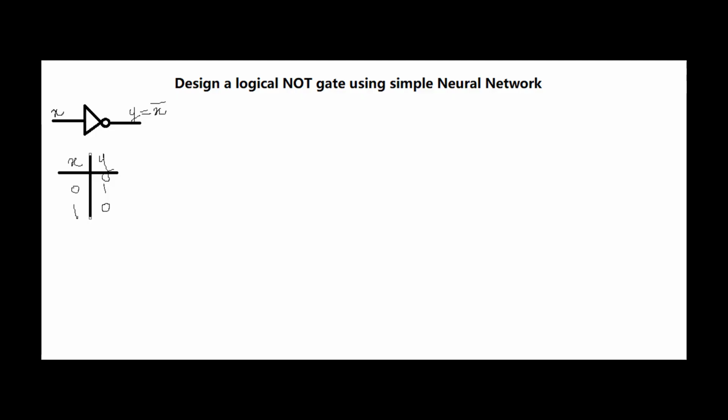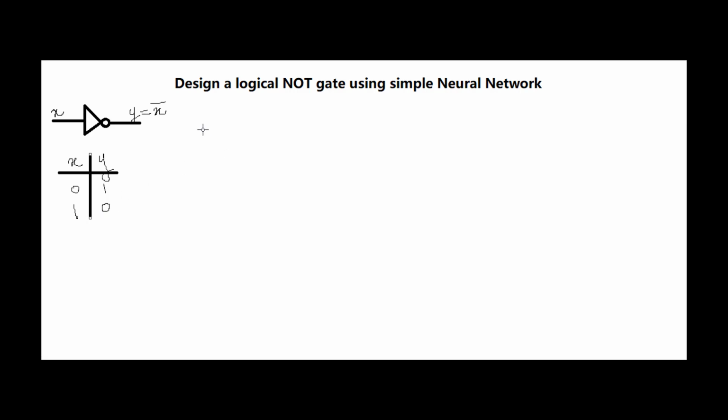Today we'll be seeing how to design a logical NOT gate using a simple neural network. So first let's see how a NOT gate looks. This is a simple NOT gate where my input is X, and the output I am getting is X bar. That is nothing but it will just negate the value of an input. This is how the truth table of my NOT gate looks. When my input is 0, the output is 1, and when my input is 1, the output will be 0. So it is simply negating the values of the input.